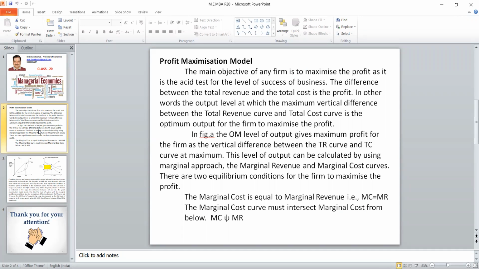So this model uses the profit maximization model with the marginal approach. What is the marginal approach?